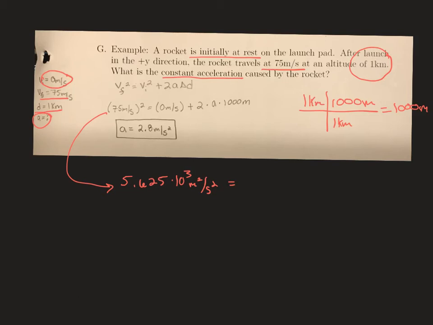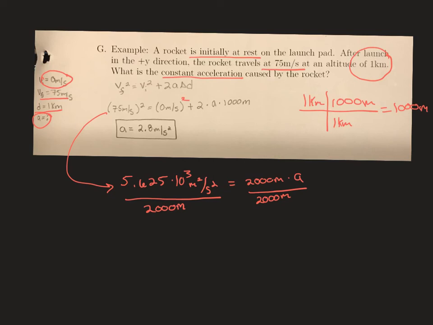0 is just 0, so we don't have to worry about it. And that's going to then equal 2,000 meters times the unknown acceleration. So I'm going to divide both sides by 2,000. And that is where I get the 2.8.